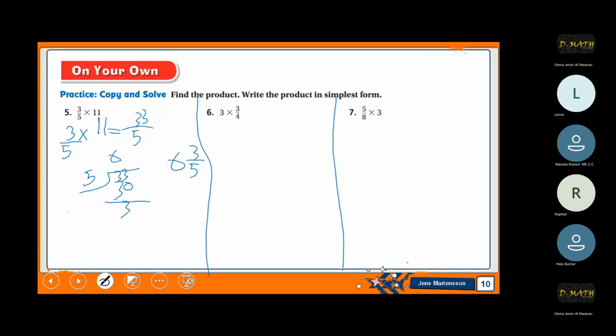So what do you have to do first? Multiply the whole number with the numerator. Where is the numerator here? Where's the fraction first? The fraction only, where is it? 3 over 4, bravo. Where's the numerator? The up is the numerator. Now multiply the numerator with the whole number. 3 times 3. 9, bravo, write it 9. Over what? Over 4, bravo.